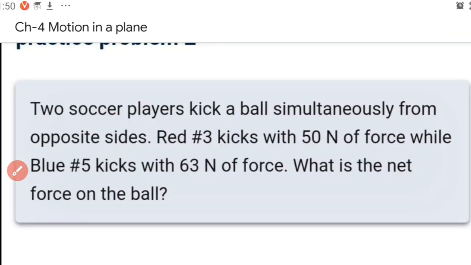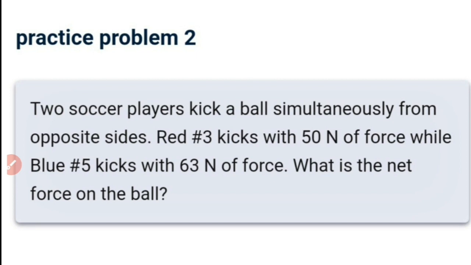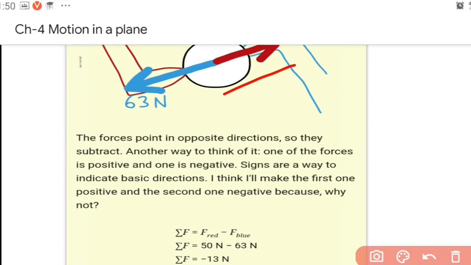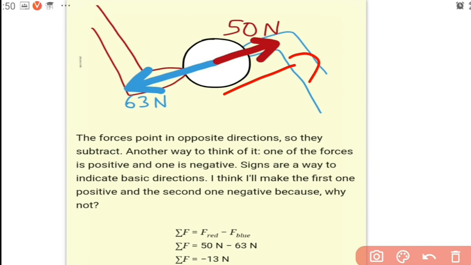Now coming to the next one: two soccer players kick a ball simultaneously from opposite sides. Red number 3 kicks with 50 Newton of force, while blue number 5 kicks with 63 Newton of force. What is the net force on the ball? So they are in the opposite direction. The diagram will be as shown. Red is applying a force in this direction, so that we will take as positive direction, and the blue one kicks the ball in the opposite direction, so that is negative.